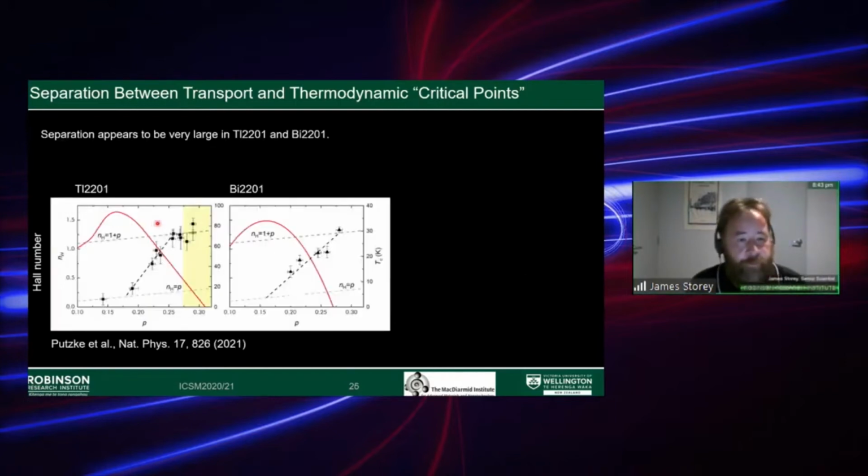This becomes very interesting because of more recent work done by the team at Bristol, who report high field Hall number measurements for thallium-2201 and bismuth-2201. Note that the change in Hall number appears at a much higher doping than traditionally seen for the pseudogap, around 0.2. And in bismuth-2201, it's particularly high, corresponding to the edge of the Tc dome.